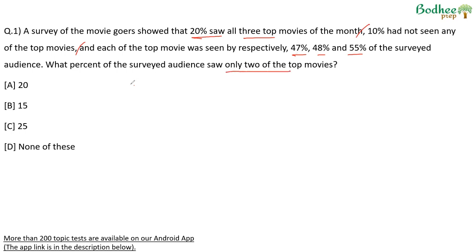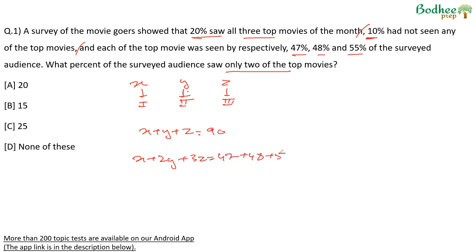Now, assuming that the total number of people surveyed is 100, all of the percentages become numbers. Suppose X number of people saw exactly 1 movie, Y saw exactly 2 movies, Z saw exactly 3 movies. X plus Y plus Z will be the number of people who have seen at least 1 movie. This will be nothing but 100 minus 10 because 10 did not see any movie. If we count them separately, X plus 2Y plus 3Z will be equal to 47 plus 48 plus 55. This will be the sum of the number of people who've seen each movie individually.